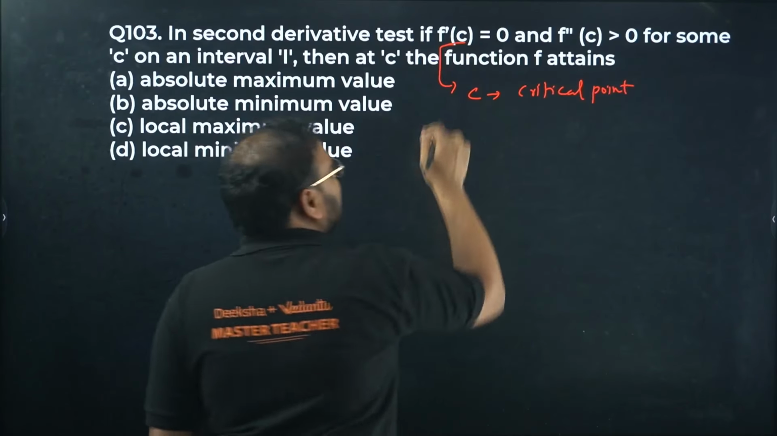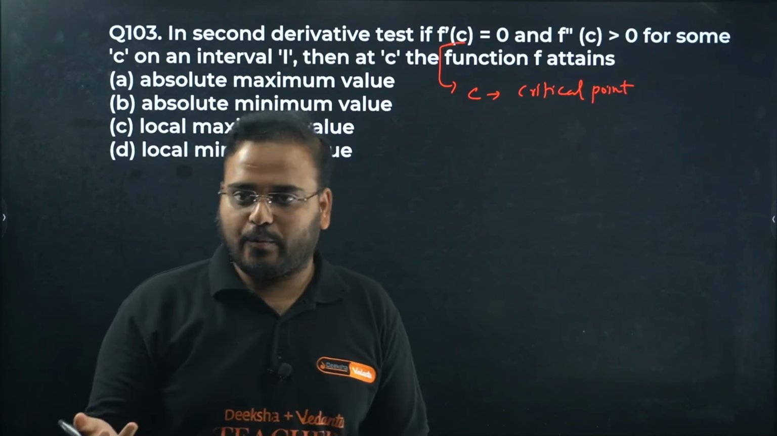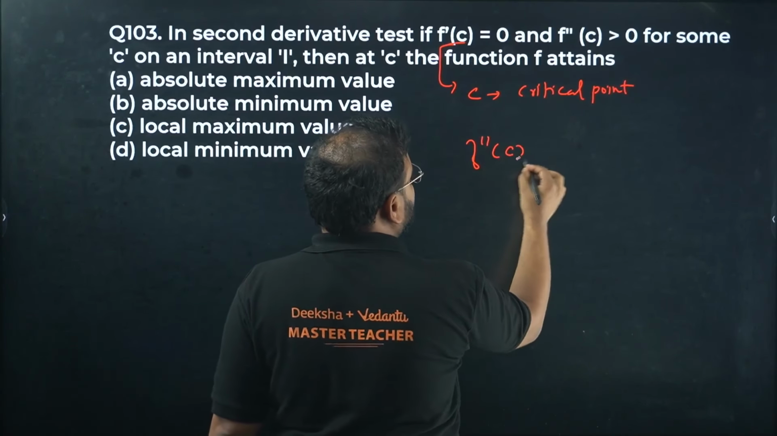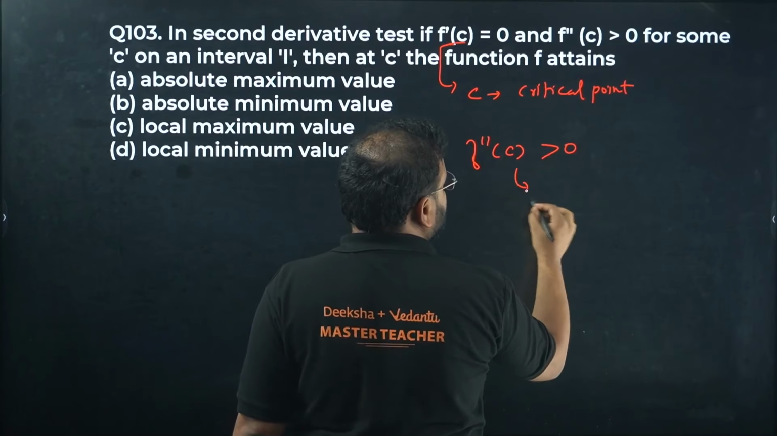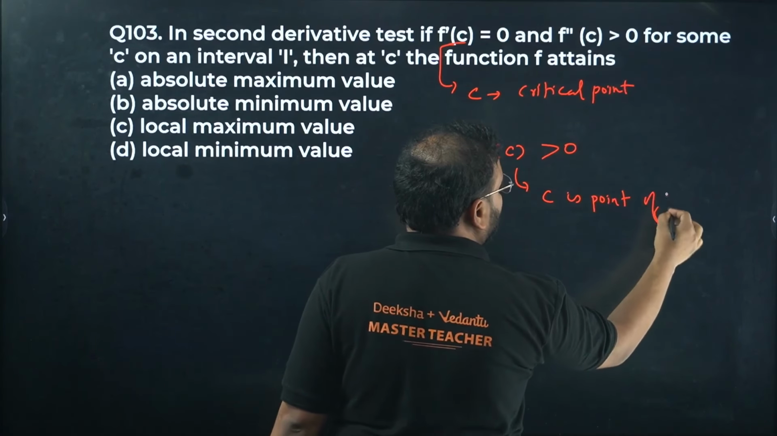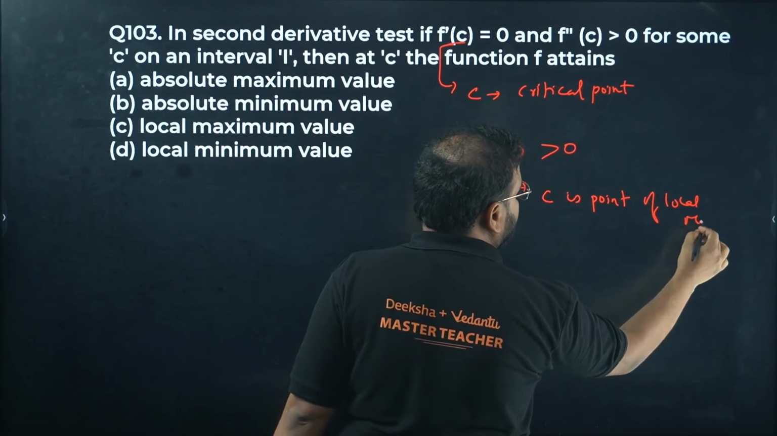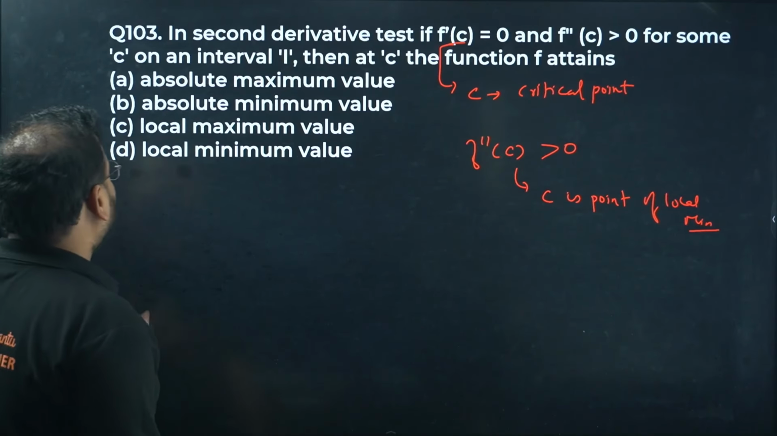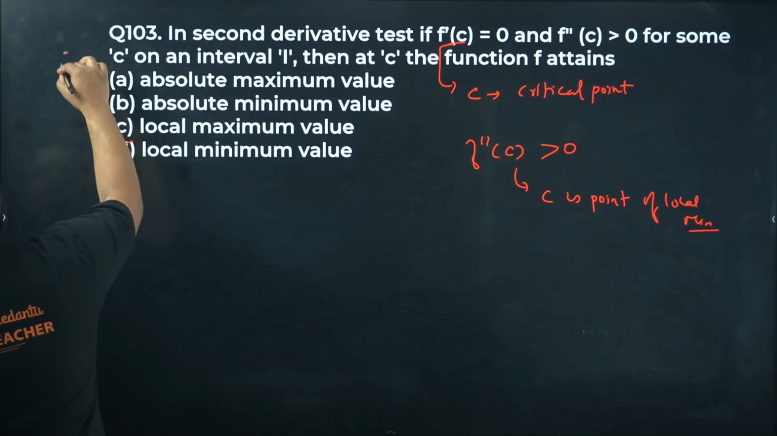That's what it means. The first statement means that c is a critical point, and f double dash of c is more than 0, which means a point of minima. f double dash of c is positive, so c is a point of local minima. So the answer becomes option D.